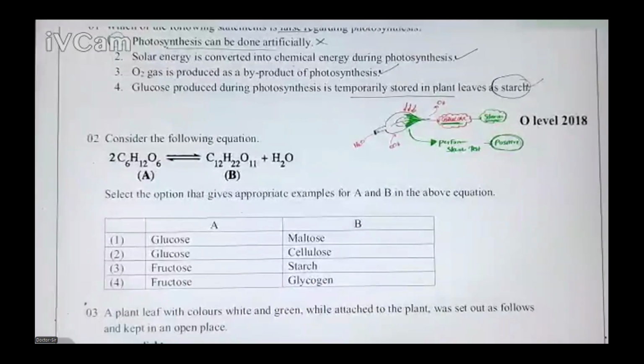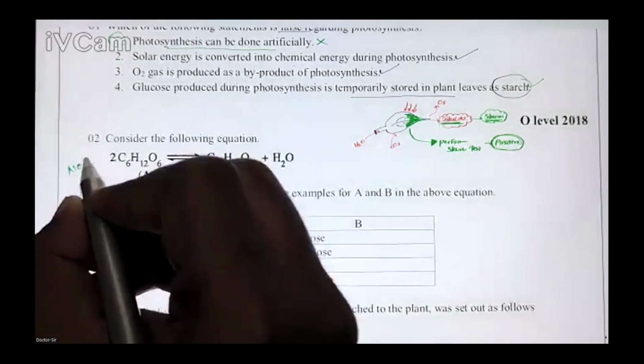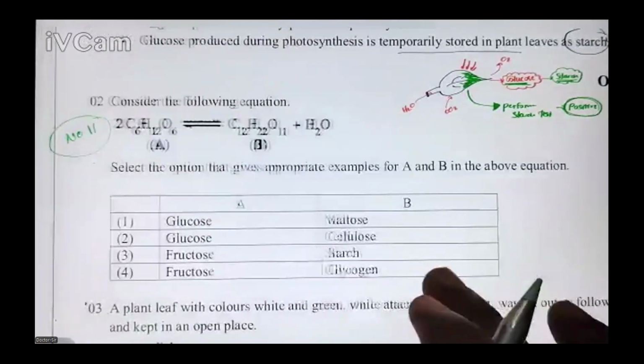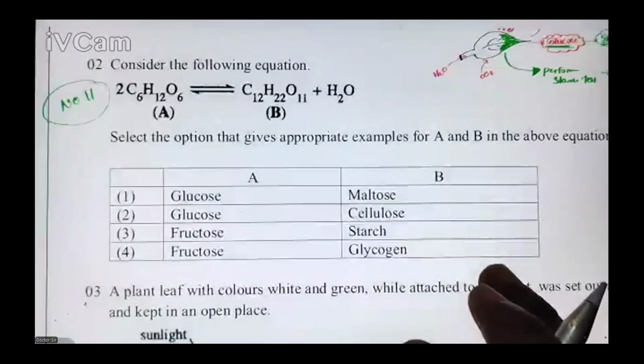Then the 2018 paper, find this question in the 2018 paper. I think that question is in our paper. What is the number of the question? Number 11. This is question number 11. Okay. All right. Now tell me the answers.